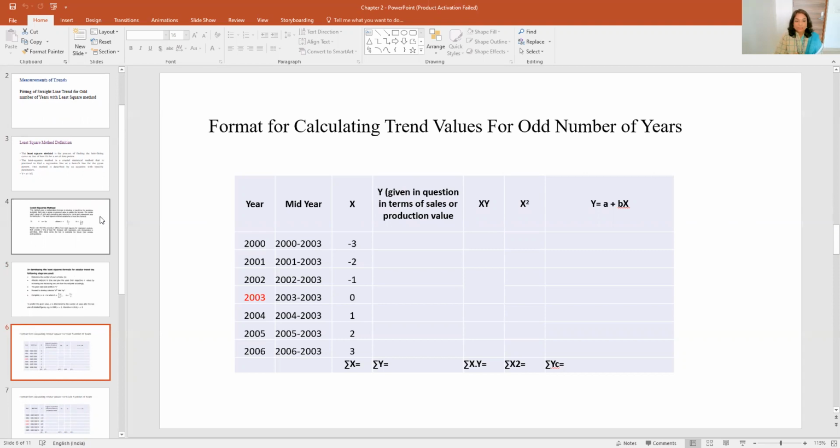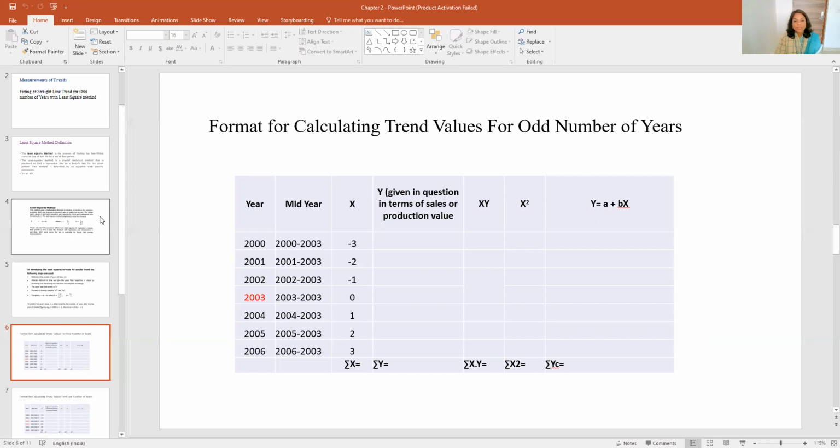Here there are 7 years of data given with the sales values. Whenever there is an odd number of years, you can easily identify the mid-year. Here it is 2003, which I have highlighted in red color. The x value will be marked 0 for the mid-year. Above that, it will be -1, -2, -3, and it keeps on going. Below the mid-year, it will be 1, 2, 3.